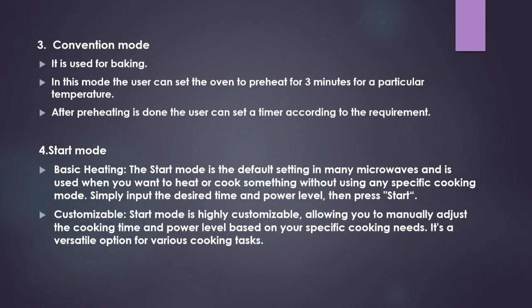Third mode is convection mode. It is used for baking. In this mode, the user can set the oven to preheat for 3 minutes to a particular temperature. After preheating is done, the user can set a timer according to the requirement.